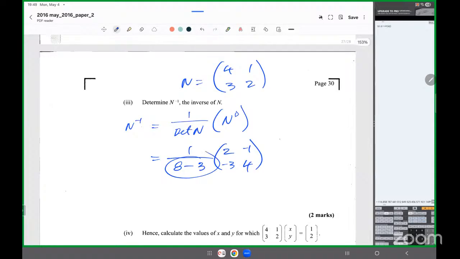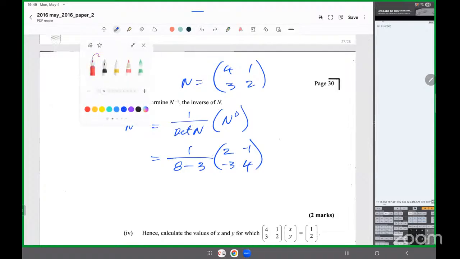Now this under here is actually a 5. 8 minus 3 is actually a 5. The determinant is 5.